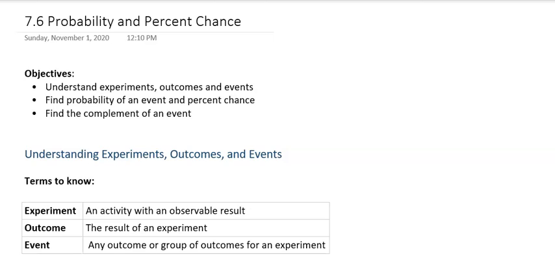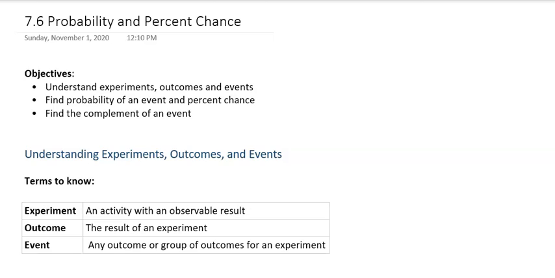Hi there. In this last section from Chapter 7, we're going to be talking about probability and percent chance. This is a pretty straightforward and short section. So the objectives are to understand experiments, outcomes, and events. That's more just a conceptual thing. Find the probability of an event and the percent chance, and find the complement of an event.